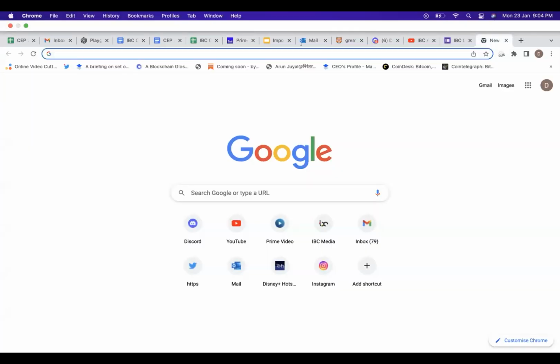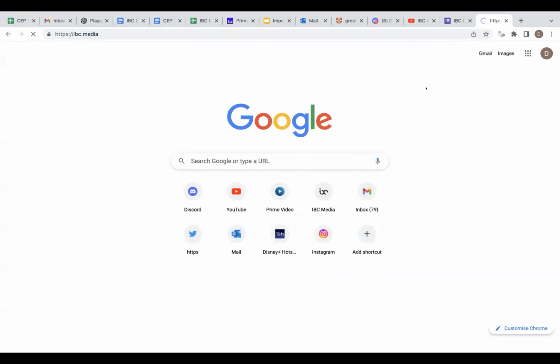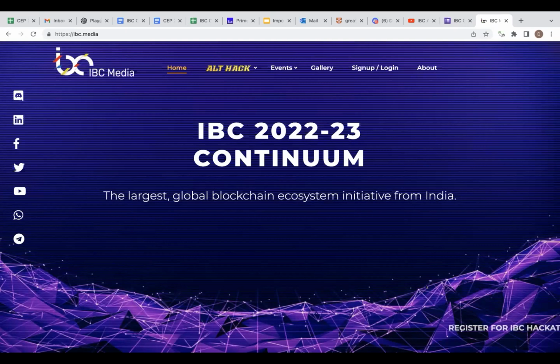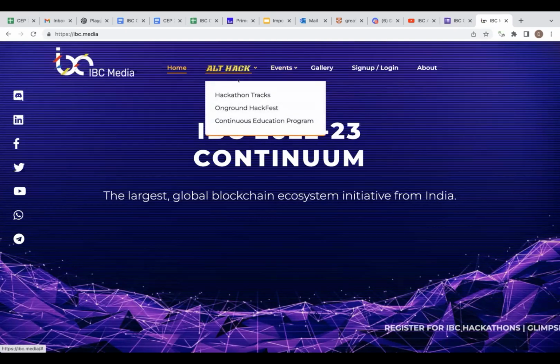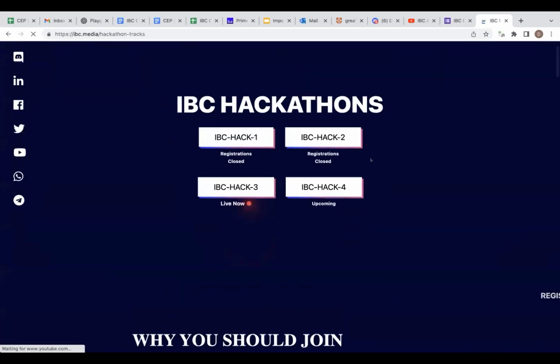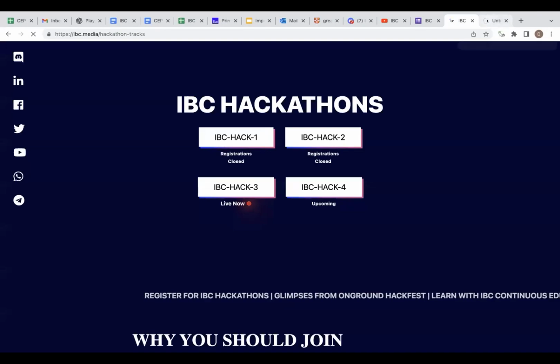And I'll just give you a quick show of our website. This is our website. IBC Alt Hack is the entire ecosystem. So we have hackathon tracks, we have on-ground Hackfest, and the continuous education program. Hackathon tracks are the tracks where you will learn about the different sponsors and partners who are with us, who have given us tracks where you need to solve certain problems. Like now IBC Hack 3 is live. So you just go over here and check out the tracks that are open and you can start building.